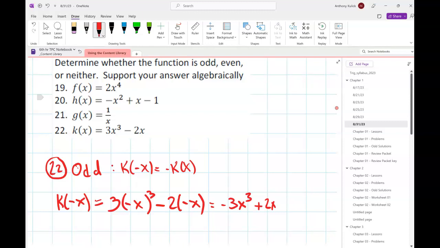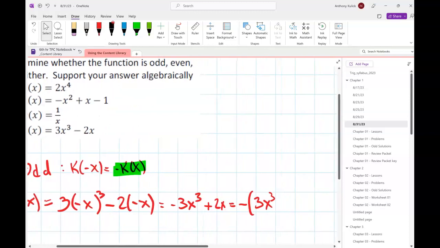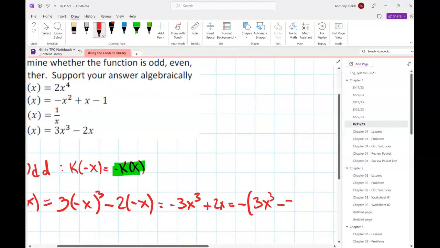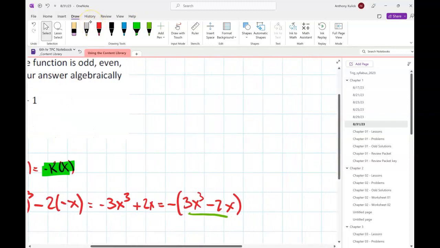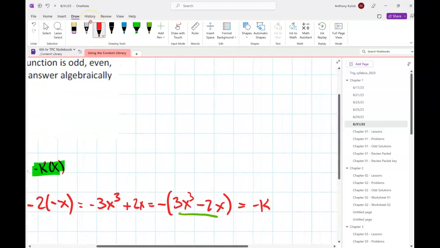Since I'm looking to get to negative k of x, I'm going to factor off the negative. So the negative 3x cubed becomes positive 3x cubed. And the positive 2x becomes negative 2x. And I notice here now that that is exactly k of x. So I'm at negative k of x. And we're done.